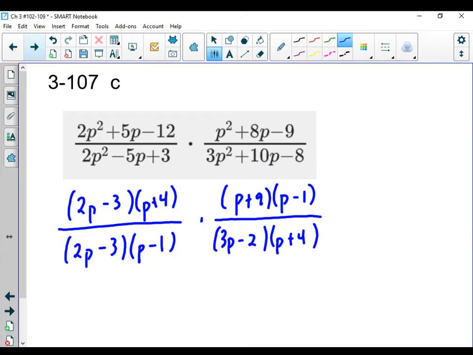All right, so again, that's usually the hardest part. All right, now we've got our factors, so we can start doing our simplifying. And so we've got p plus 9 over 3p minus 2.